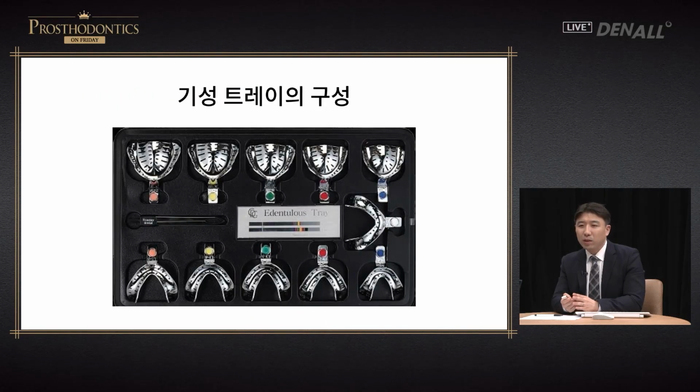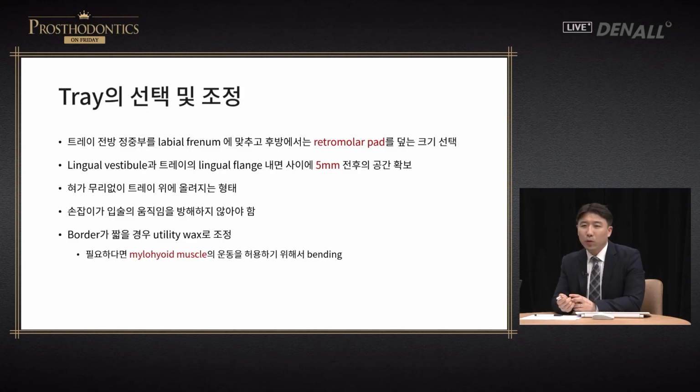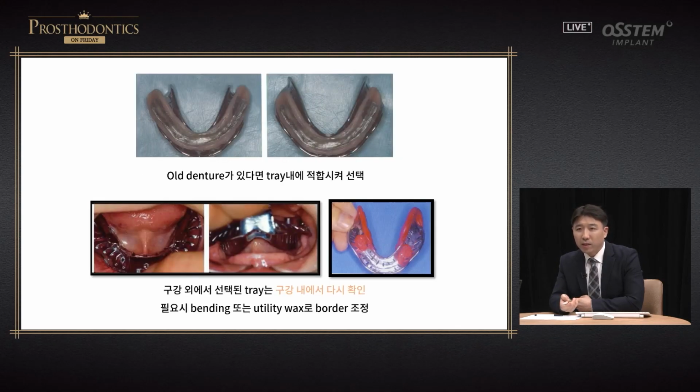So when using a stock tray and using wax, we proceed to treatment. A tray that is larger than the width of the patient's ridge is used. Utility wax is used to extend the length. Old dentures, you cannot trust blindly. There's a high possibility that the old denture does not have appropriate form. Just reference it, reference the width, and in the case of the extension on the lingual side, we need to use a lot of wax.